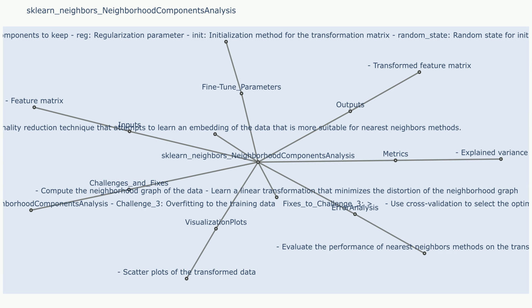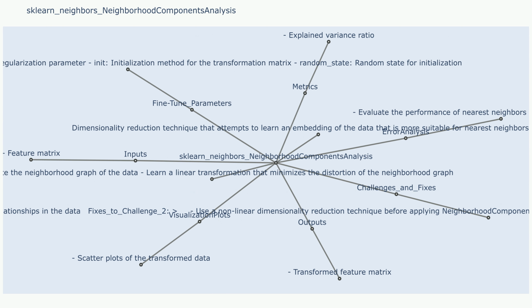Challenge 2: choosing the optimal number of components. n_components is crucial for balancing dimensionality reduction and accuracy. Sample use case that resulted in Challenge 2: a very low value of n_components might lead to excessive data loss, while a very high value might not achieve significant dimensionality reduction.